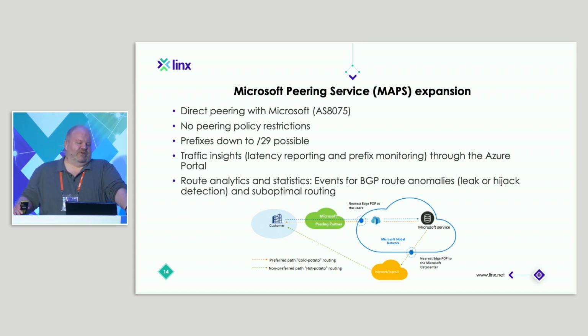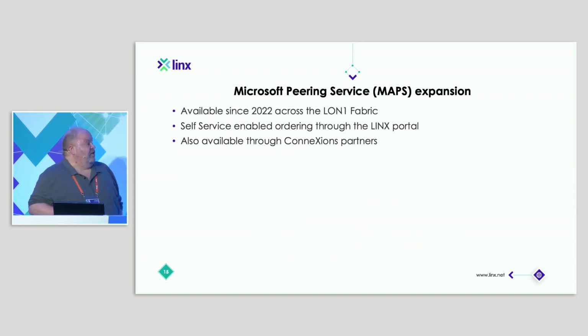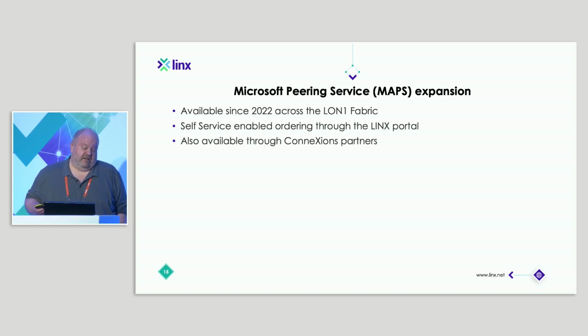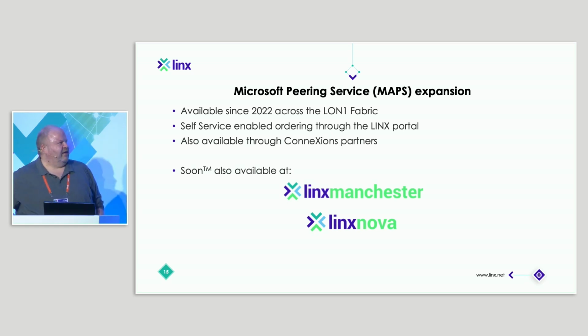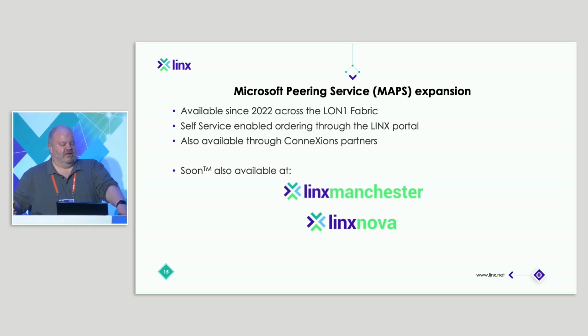It also means, especially if you're a smaller network, what some people might call end users, you can announce more specific prefixes. Anything smaller than a /24, you can announce down to /29 directly to Microsoft if you want to. Currently, we're offering it across LINX1 with the ports directly in London. It's available through connections, and it's self-service on the portal. We're now in the process of also adding it in Manchester and in Nova, which are the two other places where we're in shared locations with Microsoft. Manchester is currently in the provisioning process, and Nova is going to follow relatively quickly after that.